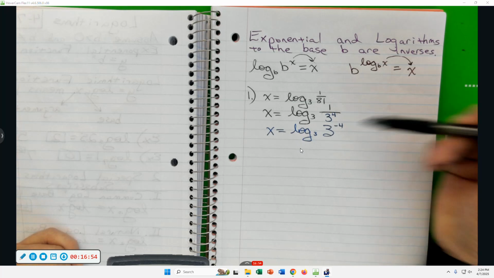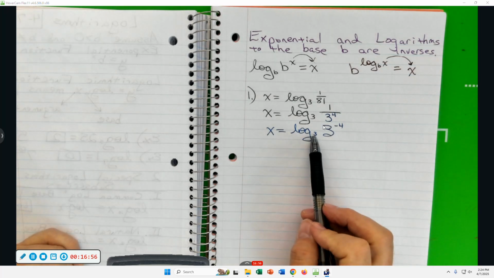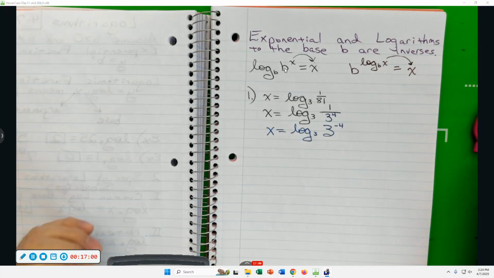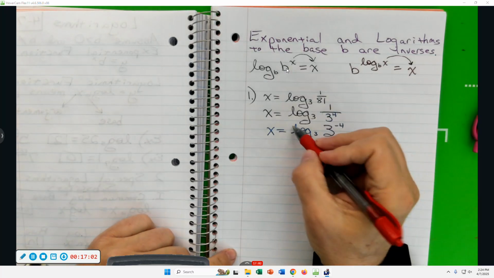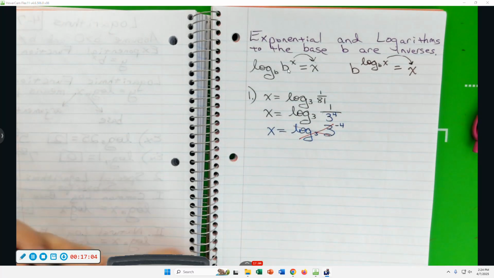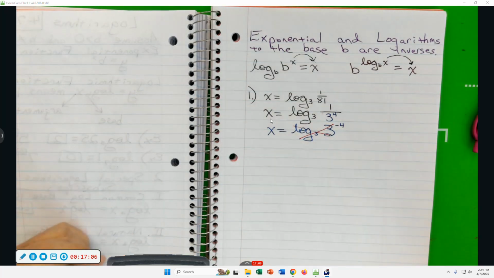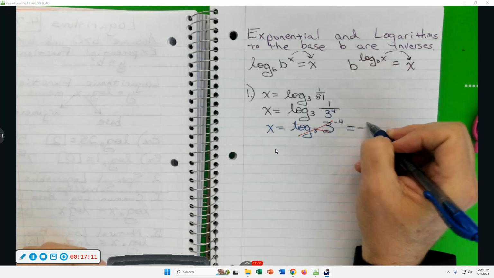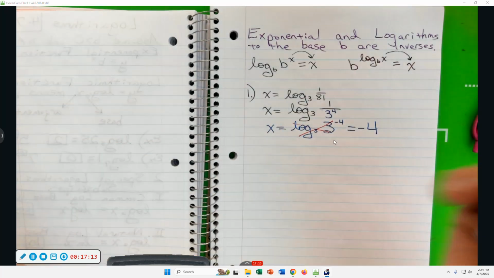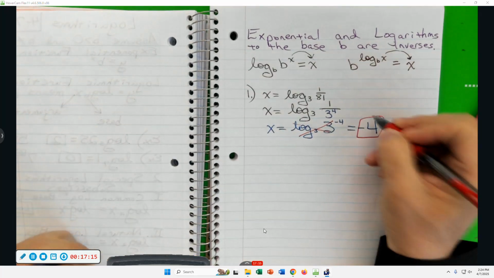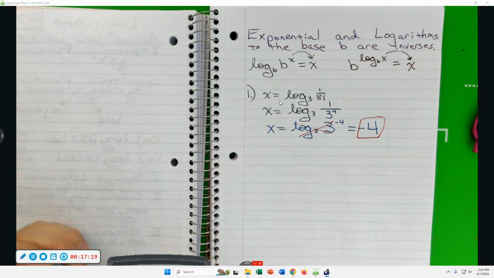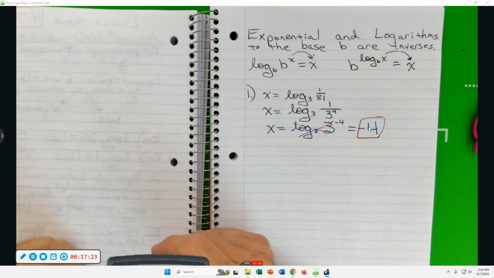Once we've done that, we have the logarithmic base 3 and exponential base 3. They're performed consecutively, so they cancel each other out. And what are we left with as our answer? Negative 4. Correct. So when it says solve that equation, you need x equals a number. And we have it: x equals negative 4.